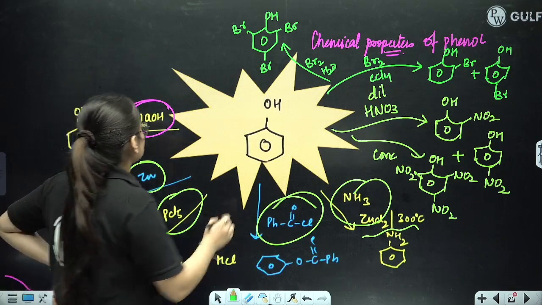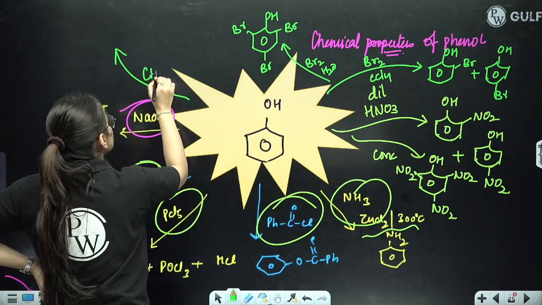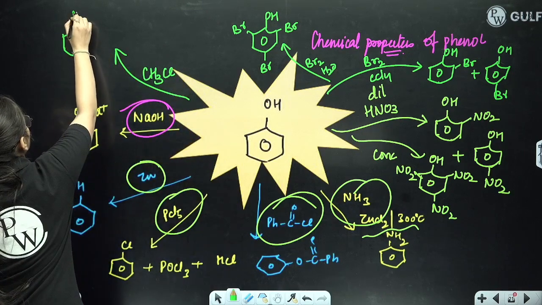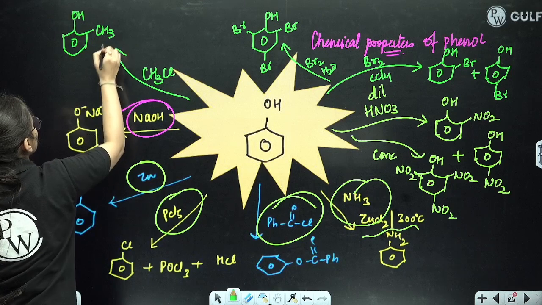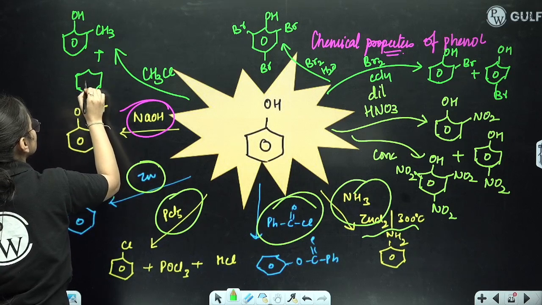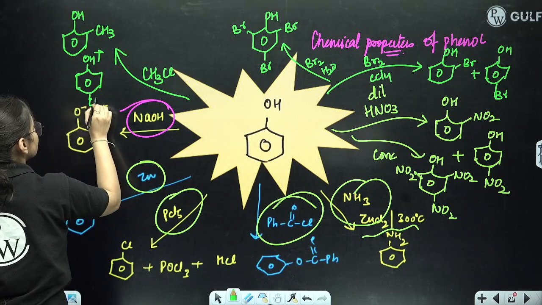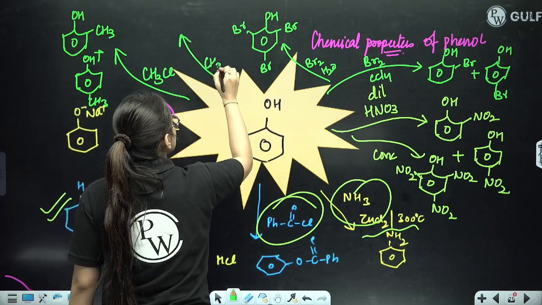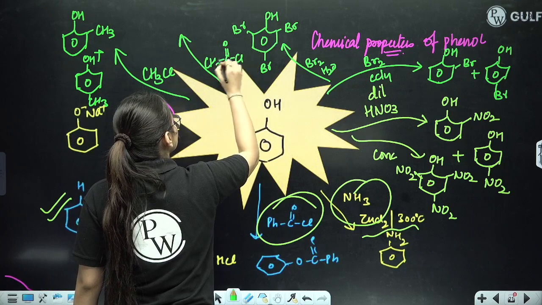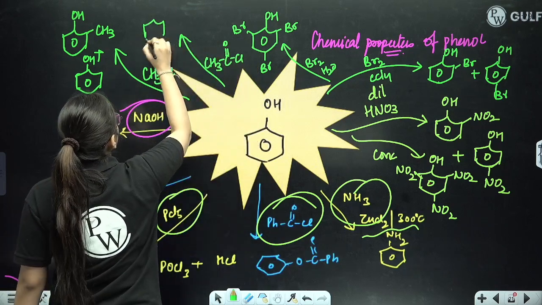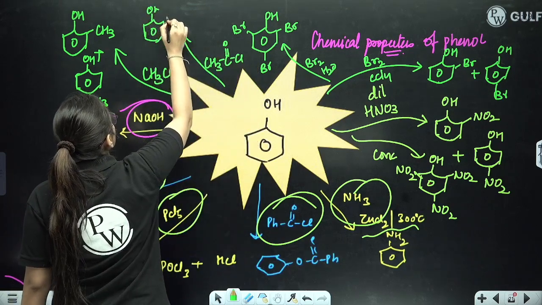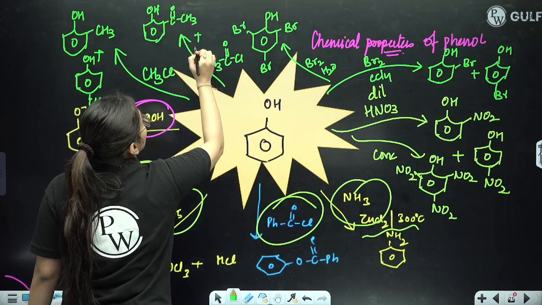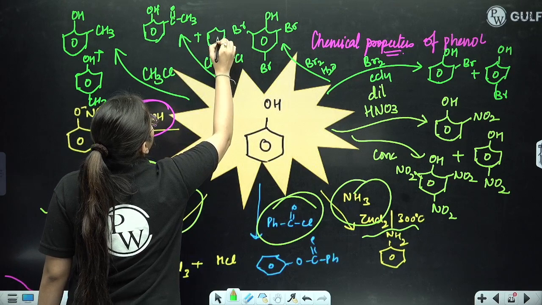Now let's take the next one. If you are taking CH3Cl, you will obtain CH3 at the ortho as well as at the para. If you are taking CH3C double bond OCl, what will you obtain? OH will remain as it is. Here it will be C double bond OCH3. This is at ortho. And what is the para product?